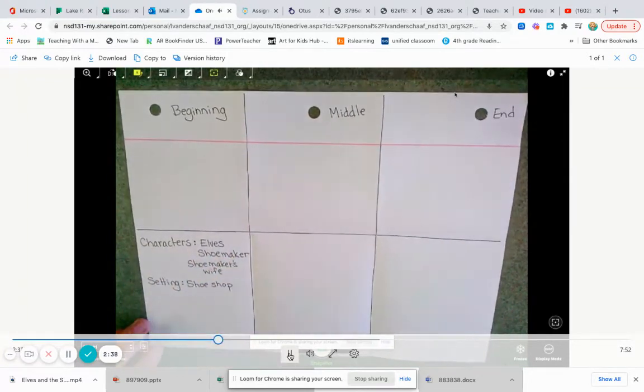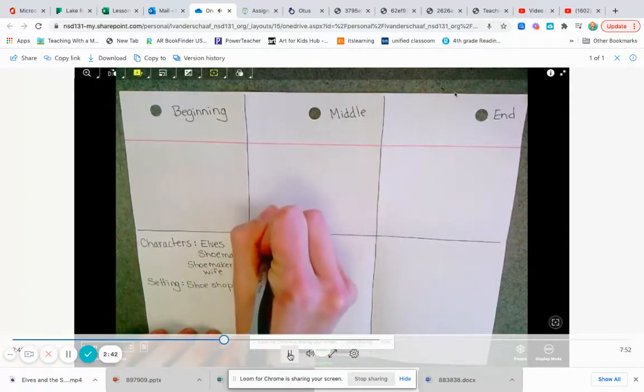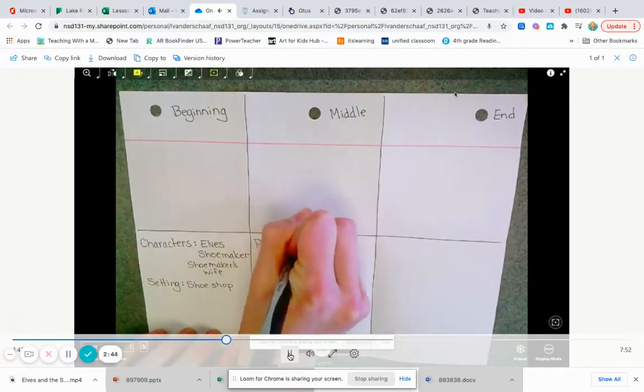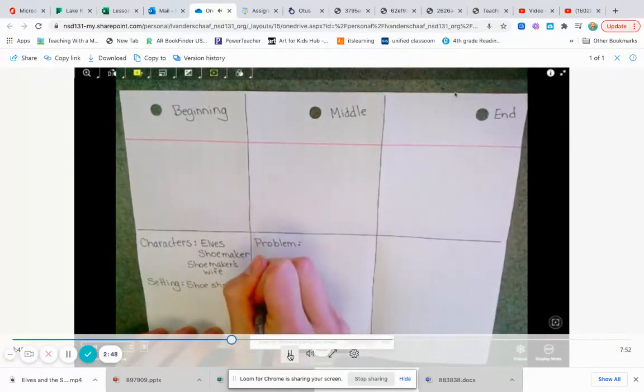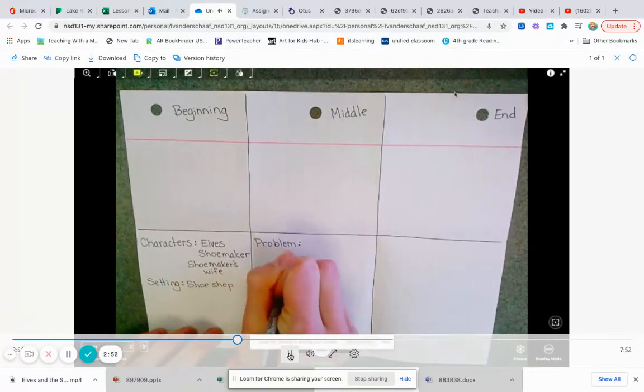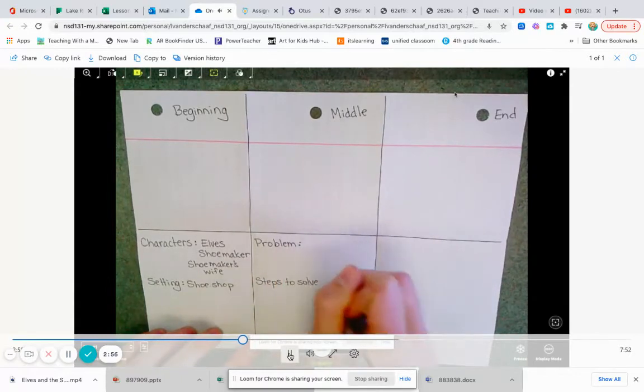Now, the middle is where we get a little bit more into the meat of the story. Now, notice that these are kind of just notes. We're not writing this part in complete sentences. These are just notes. So the problem is one of those pieces in the middle. And then we also have the steps to solve the problem.